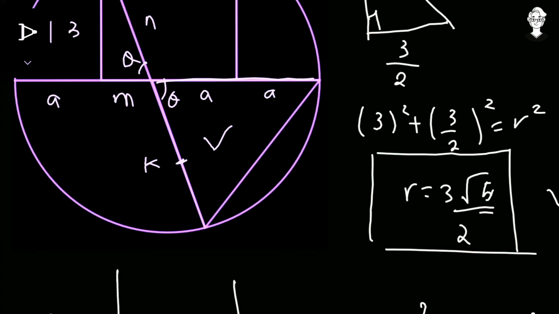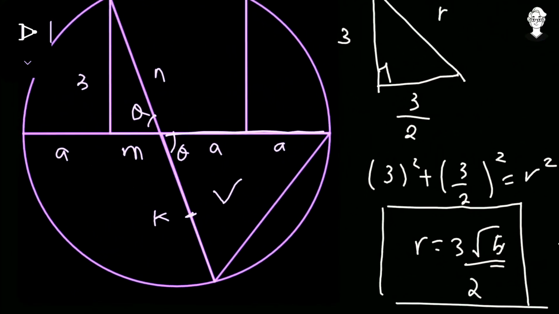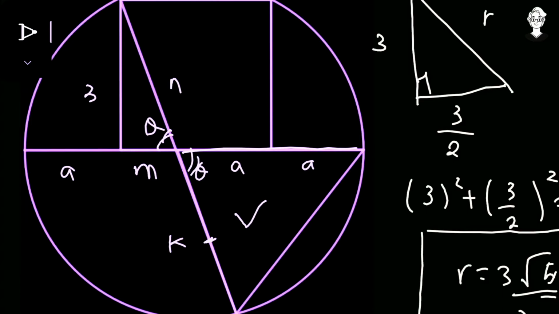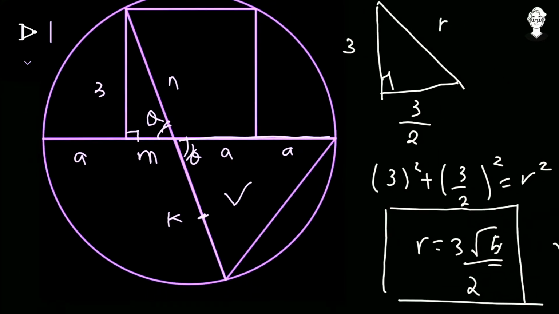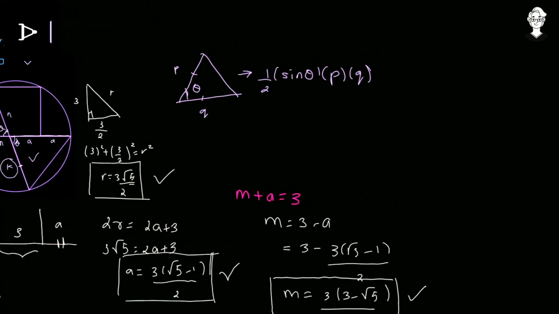So 2 times a into k. I can have the value of 2 times a, and I can also have the value of sine theta. This angle was theta because of the vertically opposite angle, and as this is a right angle triangle, the value of sine theta is very simple, 3 upon n. That's why we solved for the value of n. So we get a very nice value for sine theta and the value of 2 times a. But k is still missing, so let us solve for the value of k.